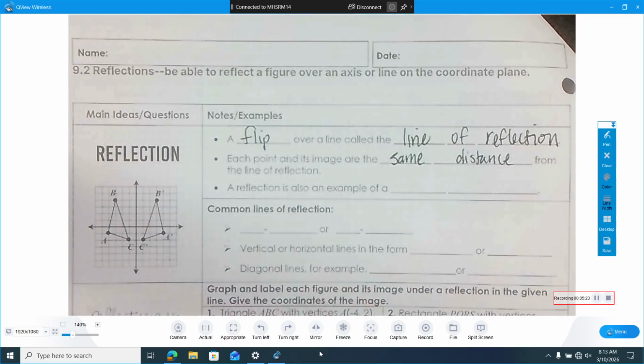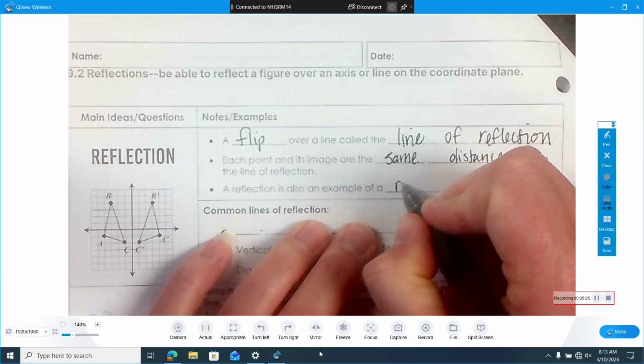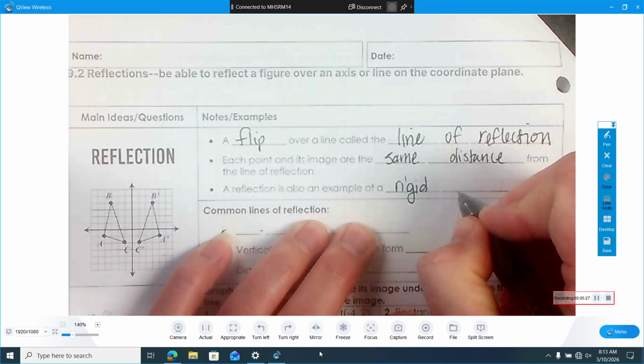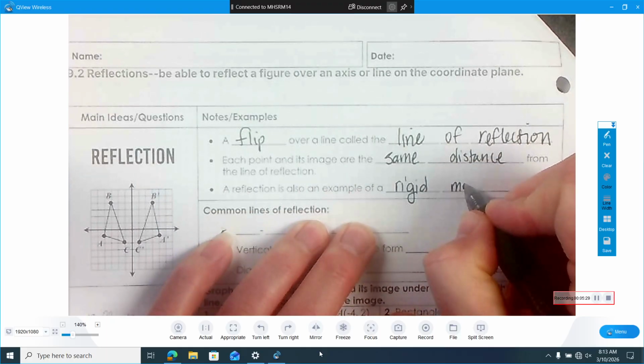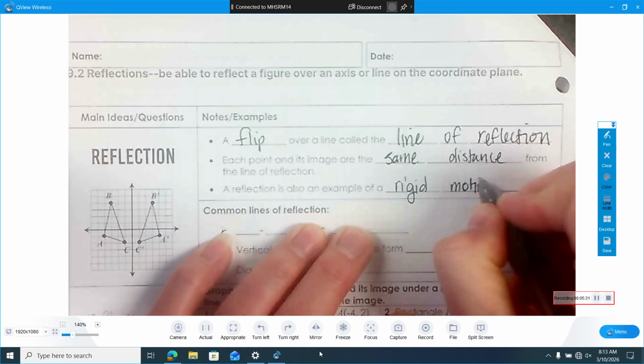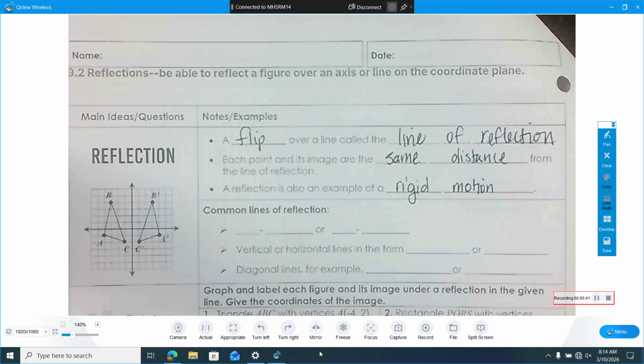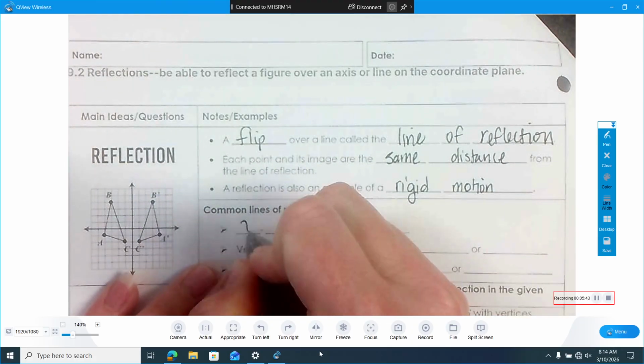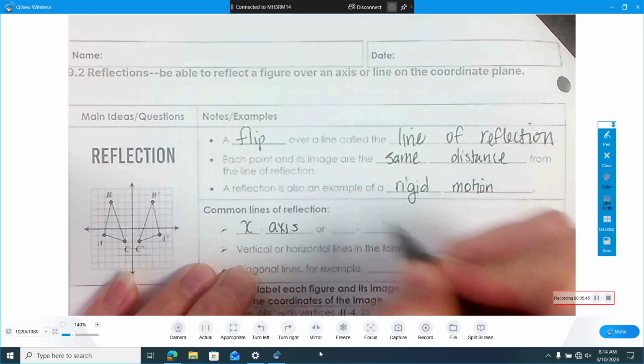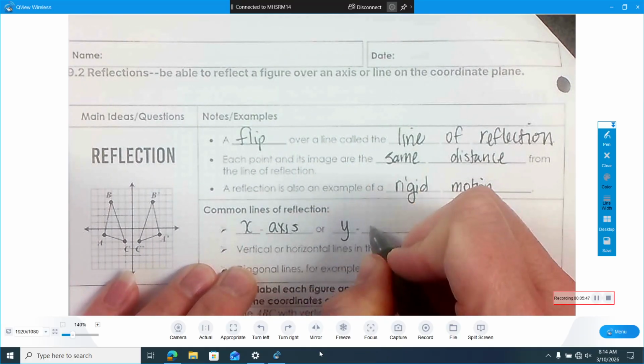Reflection is also an example of a rigid motion. Again, rigid meaning it maintains the shape. That it's rigid, it's fixed, okay? It doesn't move, it doesn't change. So it's the same exact size it started with. Common lines of reflection are the x-axis or the y-axis.